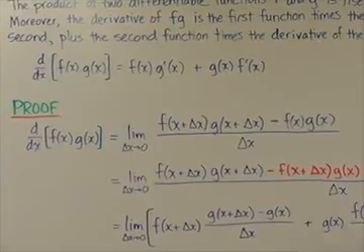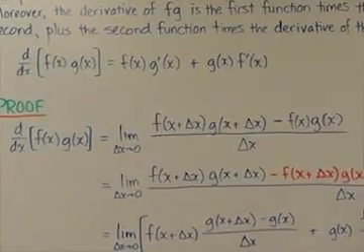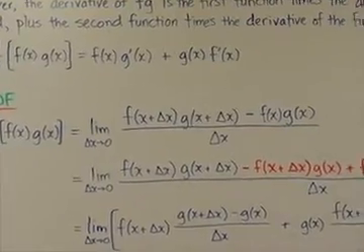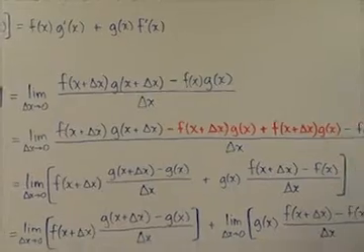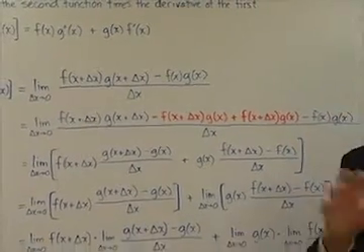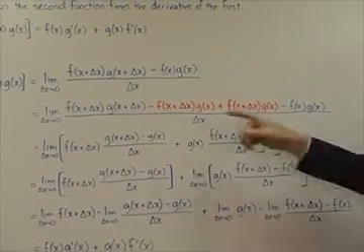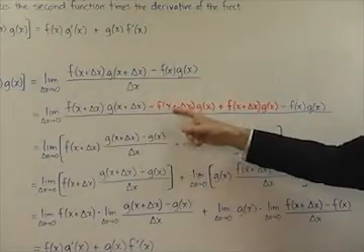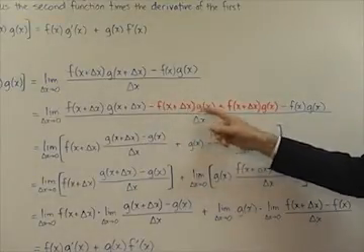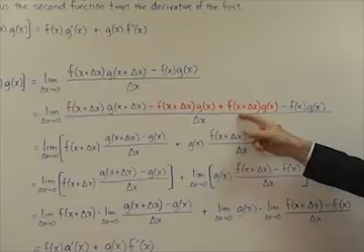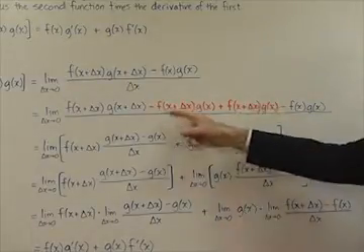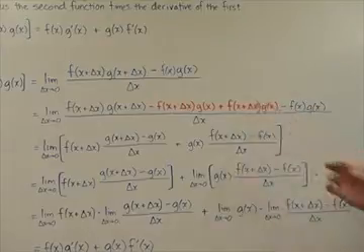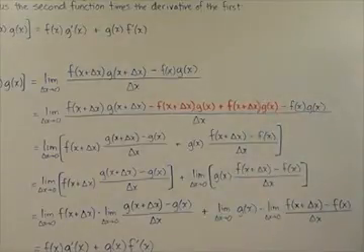Now, to continue the proof, we have to do a little trick. We're going to add and subtract the same quantity in the numerator. And you'll see why in a moment. It'll permit us to simplify the work. So we're going to subtract f of x plus delta x times g of x, and then add it here, f of x plus delta x times g of x. So we're subtracting it and then adding it, so we aren't changing the numerator.